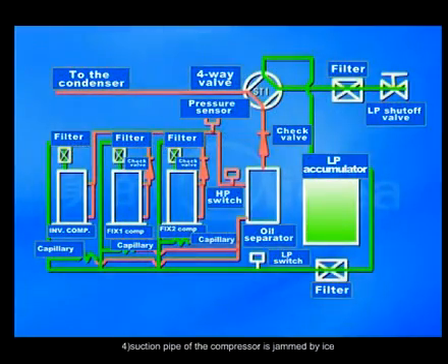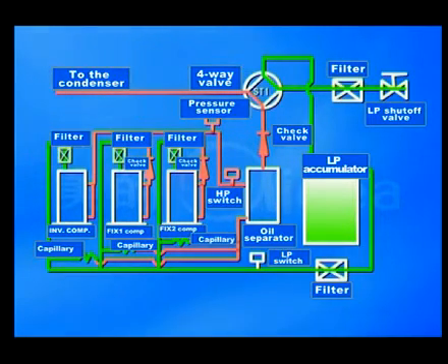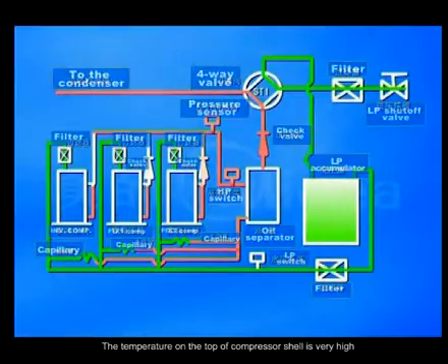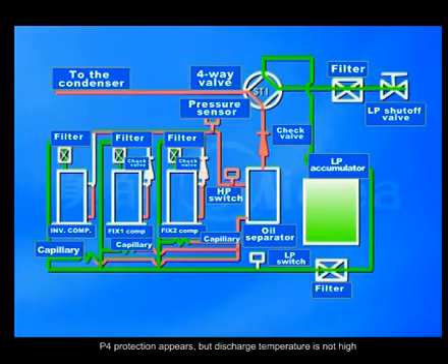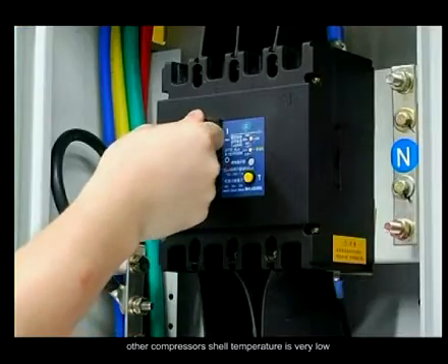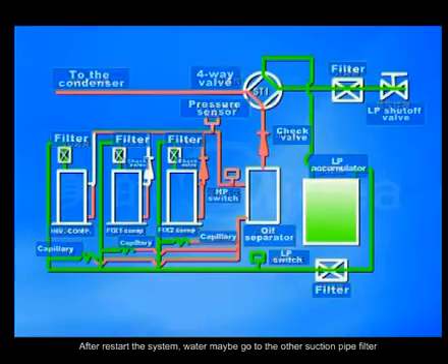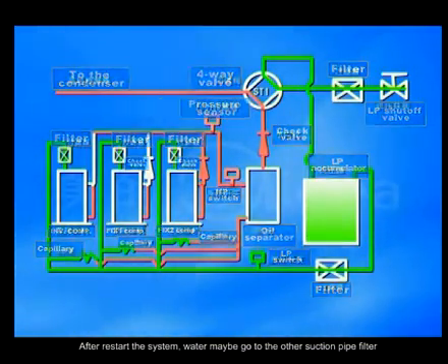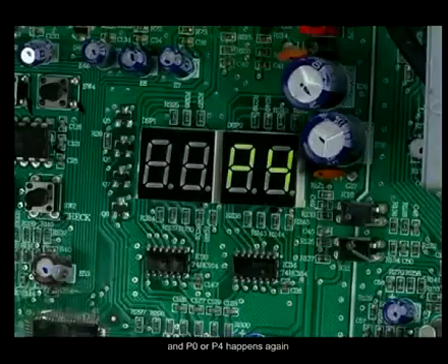4. The suction pipe of the compressor is jammed by ice. The temperature of the top of the compressor shell is very high. P4 protection appears, but discharge temperature is not high. Other compressors' shell temperature is very low. After restarting the system, water may go to the other suction pipe filter, and P0 or P4 happens again.